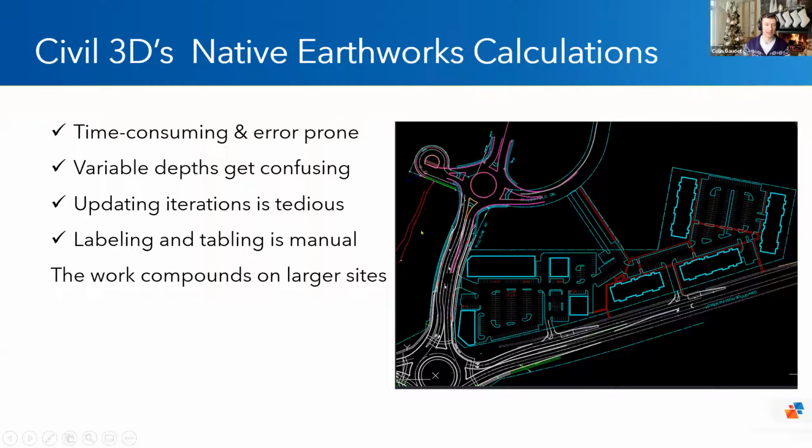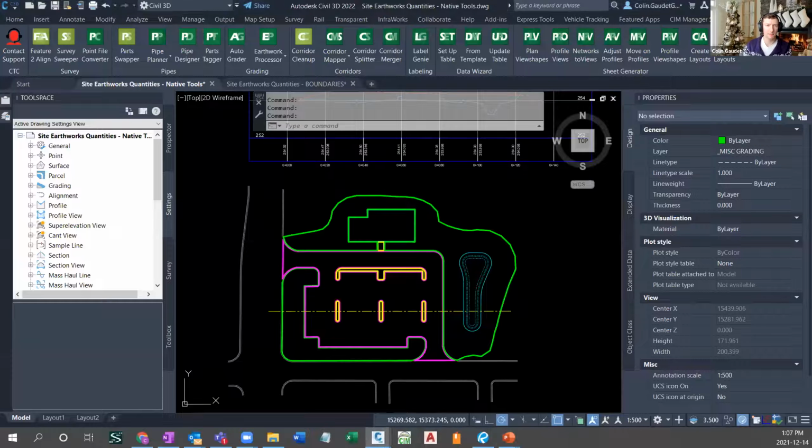The problem with that is it's a little bit time consuming. Variable depths between regions can get confusing, and updating can be tedious. Not to mention, the bigger the site, the harder it is to keep track of everything, right? Because we're doing all of this step by step by step. So we'll take a look at the native process here that this Earthworks processor is going to replace. So I'm going to find my Civil 3D tab and open it up.